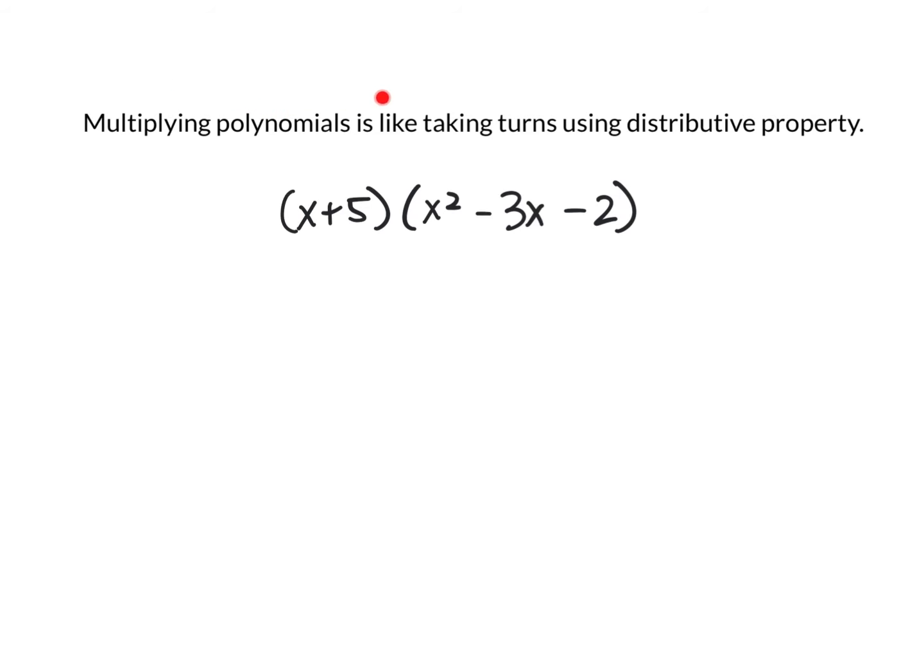Multiplying polynomials is like taking turns using the distributive property. In this example, we will multiply a binomial times a trinomial. We will multiply x times everything in the trinomial, and then we're going to multiply 5 times everything in the trinomial. In the end, we will collect like terms. Watch this example to see how it works.